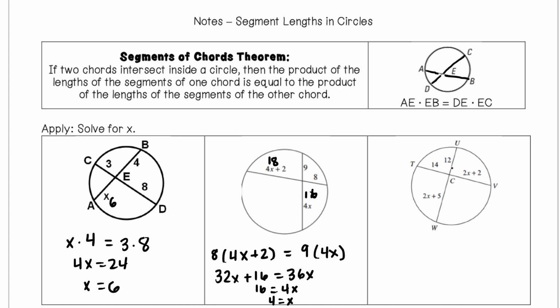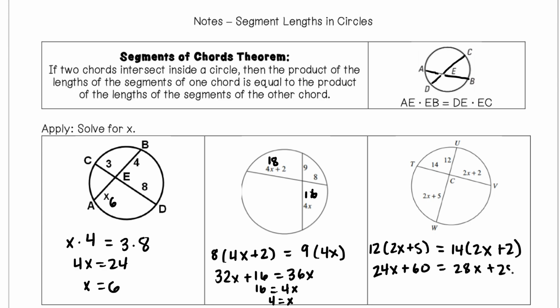In our last example, we had the segment 2x plus 5 multiplied by 12. Those are the two parts of the chord, and we're going to set them equal to 14 times the other part of its chord, which is 2x plus 2. Again, we need to use the distributive property this time on both sides. So we have 24x plus 60 equals 28x plus 28. I'm going to subtract 28, which leaves me with 32, and subtract 24x, which gives me 4x, and by dividing by 4 on each side, I'm left with 8 equals x.